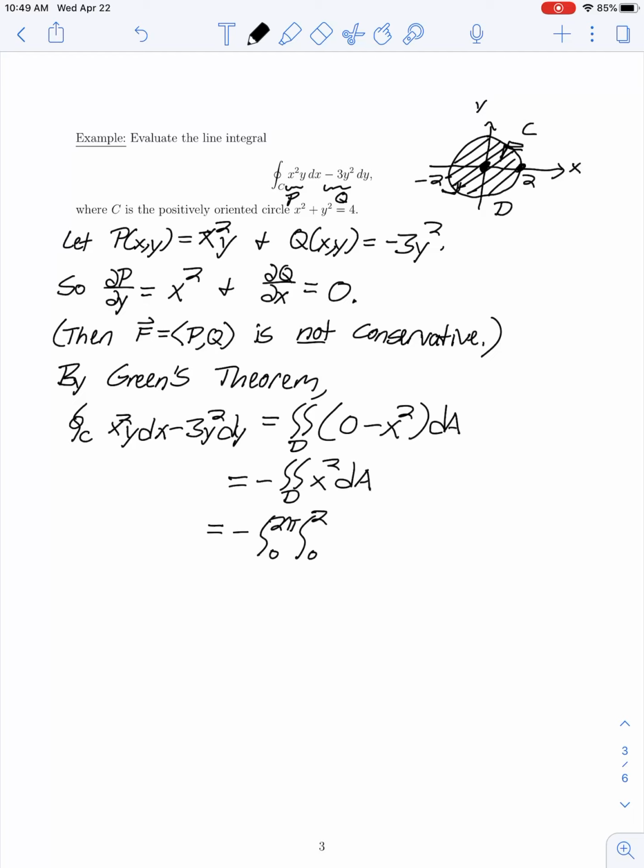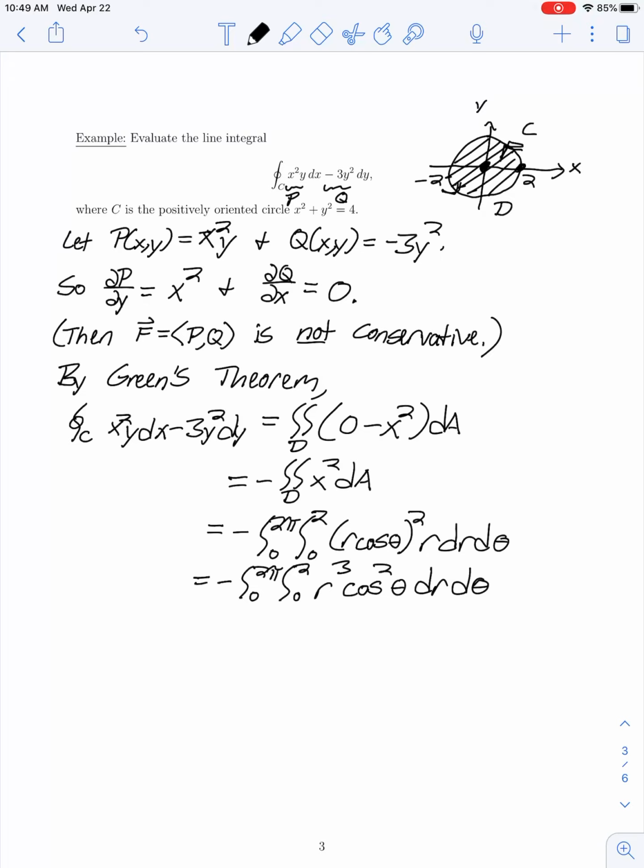We have x squared. Now in polar coordinates, x is given by r cosine of theta. So we are squaring that quantity. And then the differential of area, dA, in terms of polar coordinates, is r dr d theta. So let's see what we're left with here. We have a negative integral from 0 to 2 pi, and the integral from 0 to 2. If we combine like terms, we have r cubed times cosine squared of theta, then in the order dr d theta.